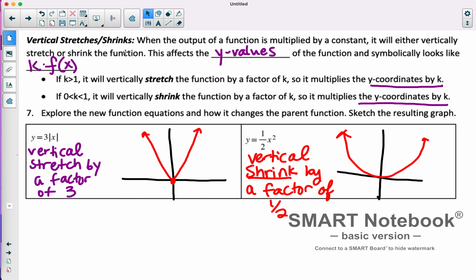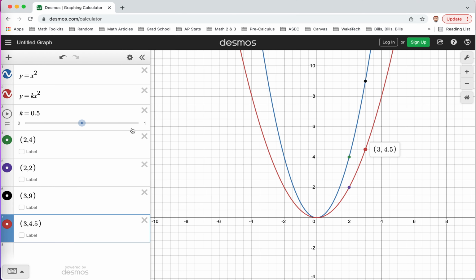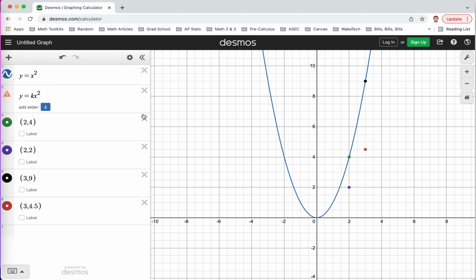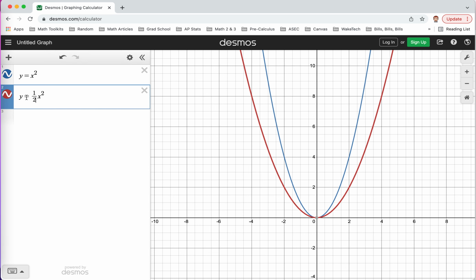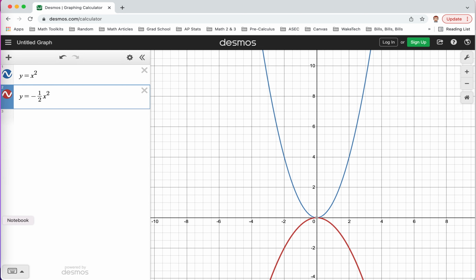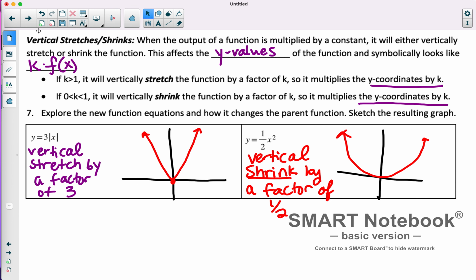So if that had been a negative 1/2, let's go back to here. Get rid of all these points. Positive 1/2 we know shrunk it. Negative 1/2 would shrink and reflect over the x-axis. So those are two separate transformations that are happening at one time, and so you would list both of them.